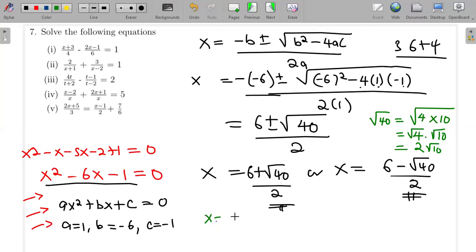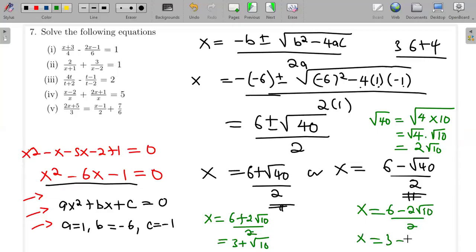So meaning x will just be 6 plus 2 root of 10 over 2. So simply meaning 2 into 6, 3, plus 2 into 2 root of 10, just root of 10. And here it will be the same scenario, 6 minus 2 root of 10. I divide by 2, I get 3 minus root of 10. Okay, so those will be the answers.